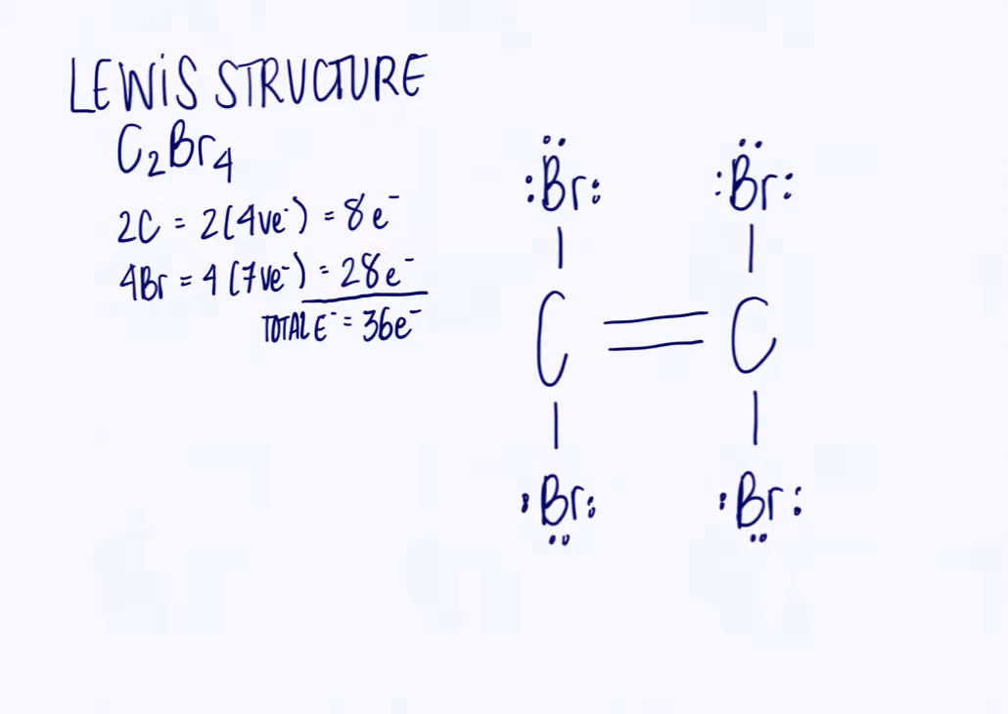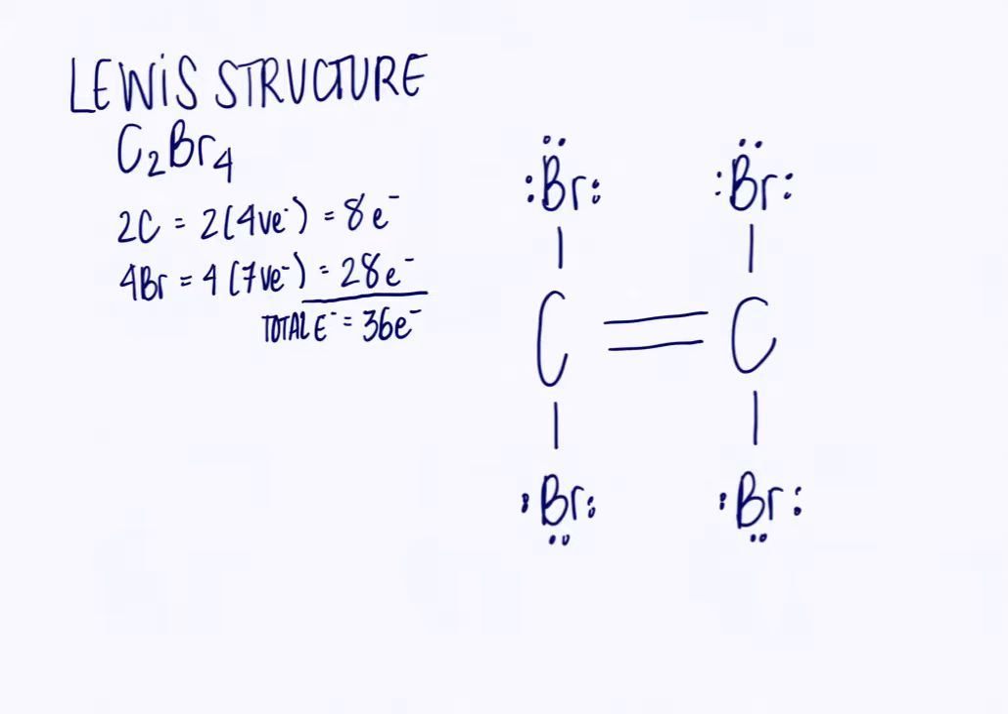Everyone, we will be looking at C2Br4, also known as tetrabromoethylene, today. We will be learning its Lewis structure, molecular geometry, its electron box diagram, and its contour diagram. Starting off, we have to draw its Lewis structure in order to know its molecular geometry.